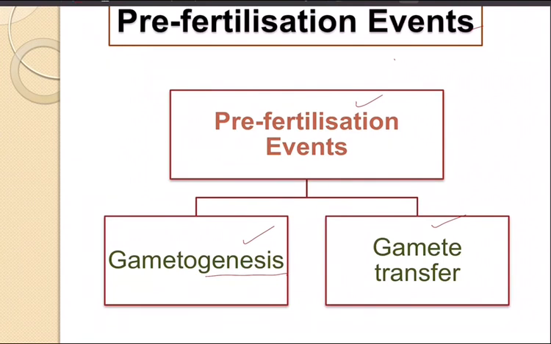And once the gametes are formed, they have to fuse. That means in case of animals, there should be fusion of sperm and ovum that results in the formation of zygote. Similarly, in case of plants, there should be fusion of pollen grain with the ovum to form zygote. So these are the two conditions that should be satisfied in order to have sexual reproduction.